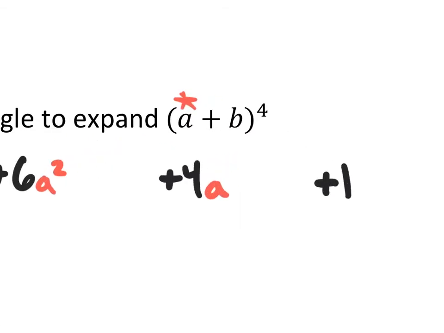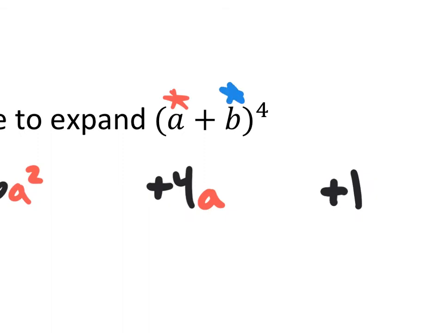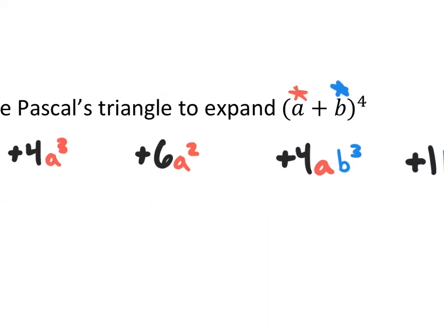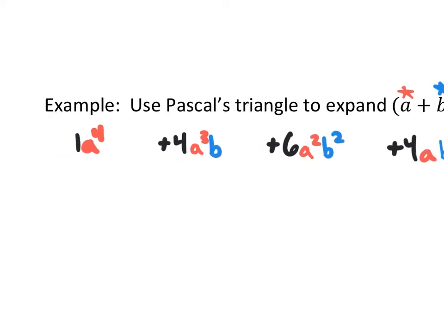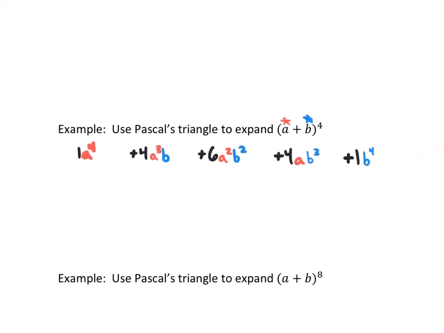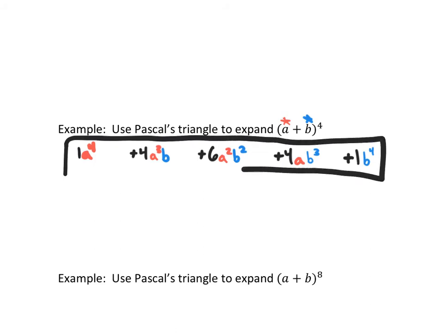Now you take your variable that started on the right, and it starts on the right to the exponent. So I've got b to the fourth, b to the third, b squared, b, and no b. So this is the correct answer for what you'd get if you did a plus b to the fourth power by hand and you gathered and combined all of your like terms. You would get this as your answer.